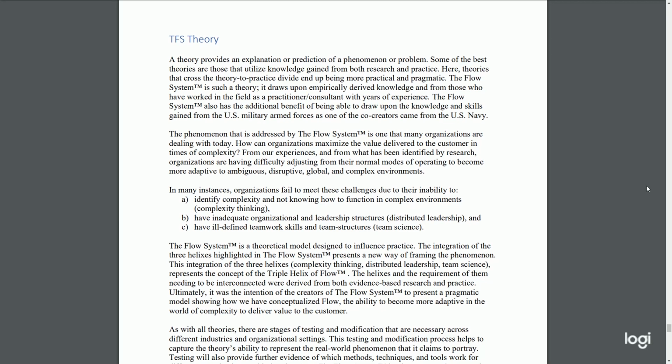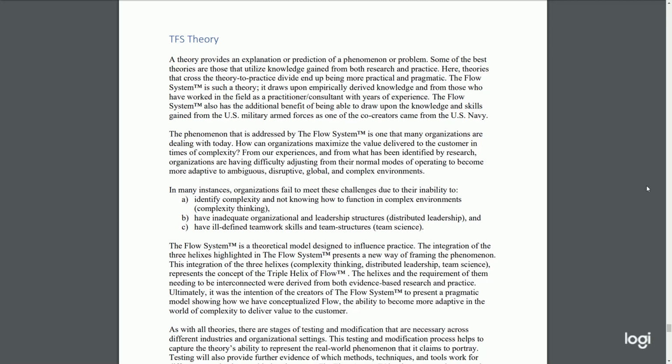From our own experiences and from what has already been identified by research, organizations are having difficulty adjusting from their normal mode of operating to become more adaptive to ambiguous, disruptive, global, and complex environments. In many instances, organizations fail to meet these challenges due to their inability to: A. Identify complexity and not knowing how to function in complex environments, complexity thinking. B. Have inadequate organizational and leadership structures, distributed leadership. And C. Have ill-defined teamwork skills and team structures, team science.